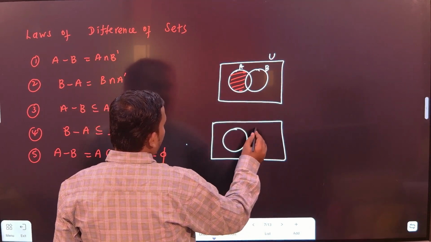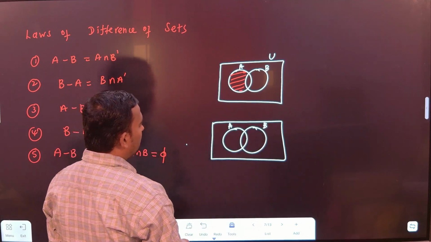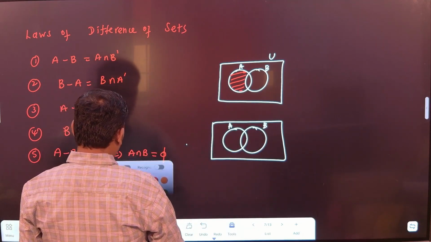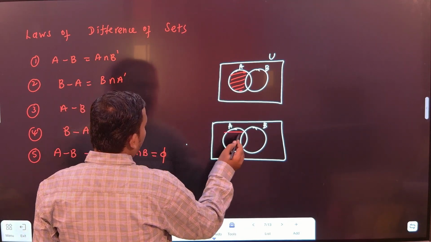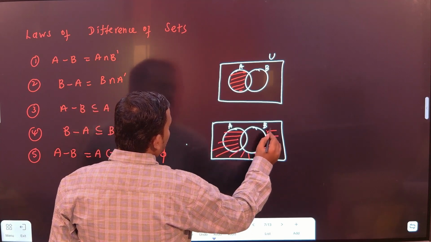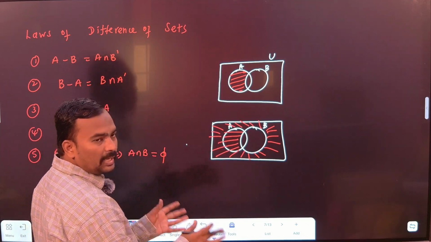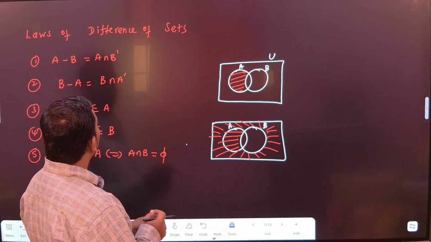So let's take, this is A, this is B, right? The B complement means what? Except B, right? Remaining everything will be there, right? You can see this is your B complement. Intersect with A.